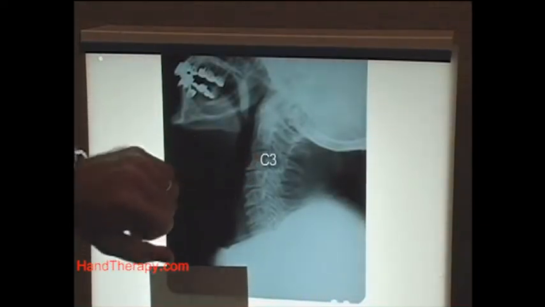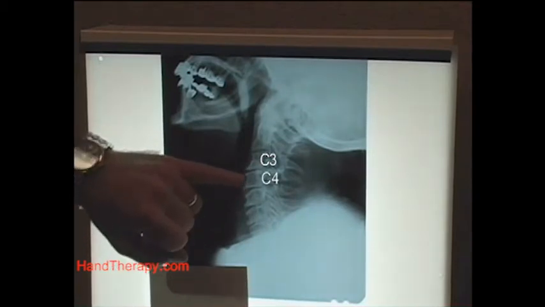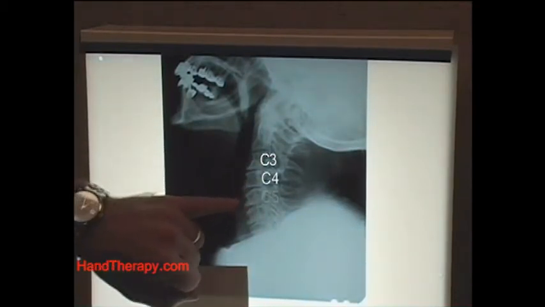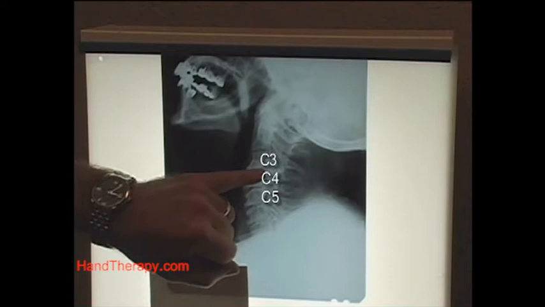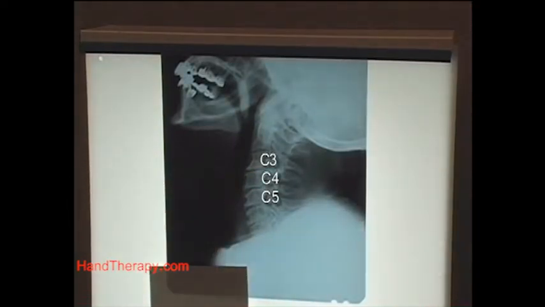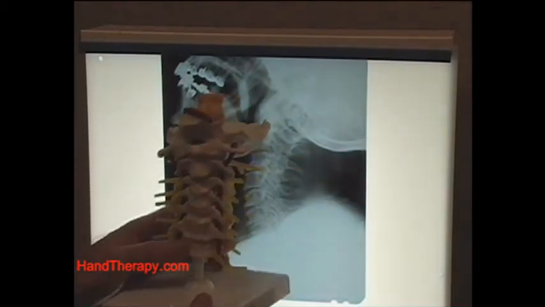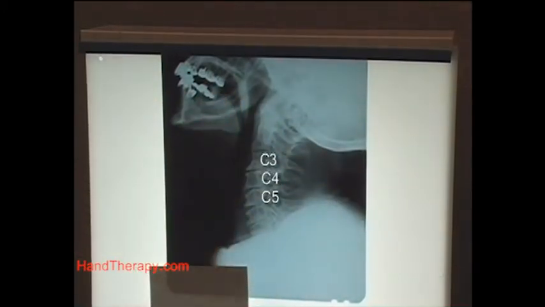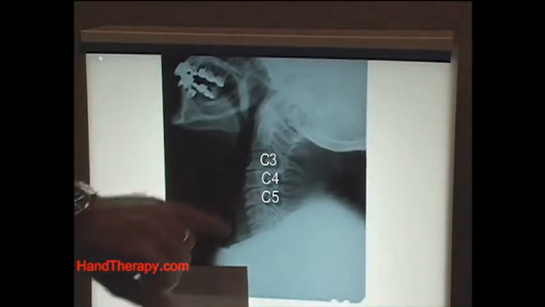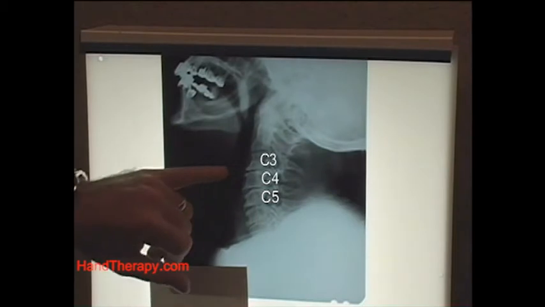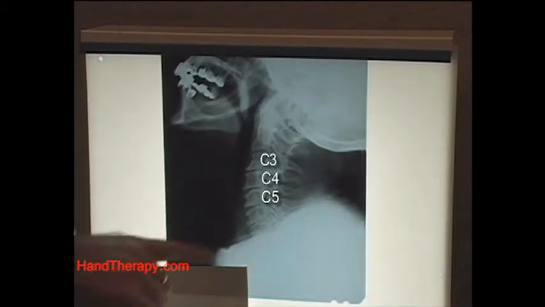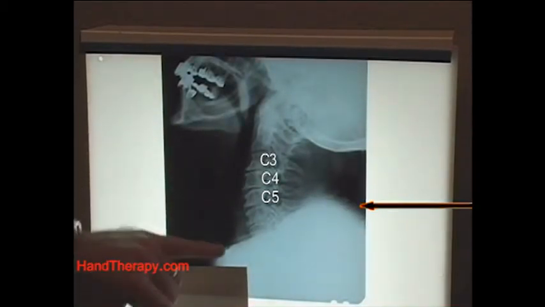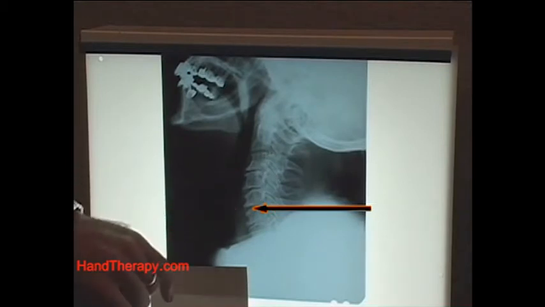Here's C3, here's C4. And between these 2 bones, C4, C5, is a space. And this is called the disc space. That's where the disc would be, this substance here. But on X-rays, because there's no calcium in the disc, X-rays go right through it, and so we only see a space. So we can say that there's narrowing of the disc space, or it's normal. In this example, there's clear narrowing of the disc space.